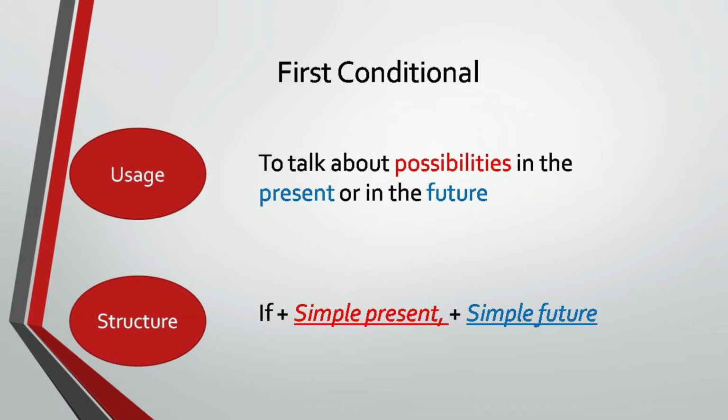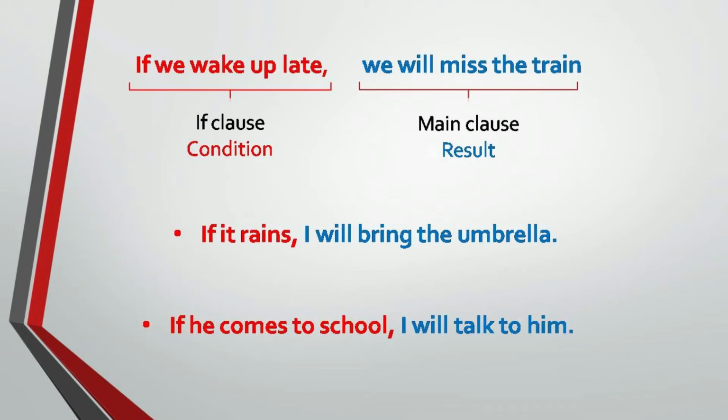Let's see the structure of this first conditional sentence. So we use the word if plus simple present tense to form the if clause, and to form the main clause we use the simple future form. Students, let's see some examples to clarify more. If we wake up late, we will miss the train.